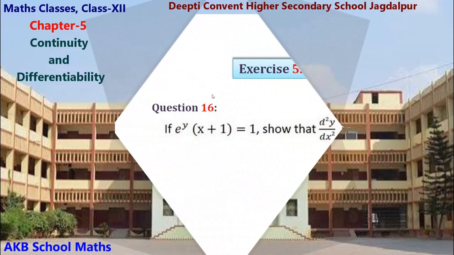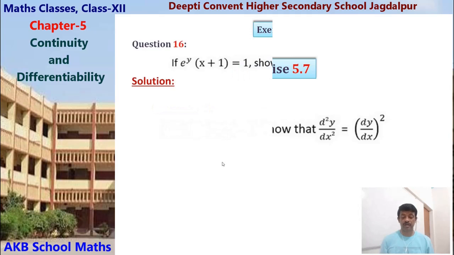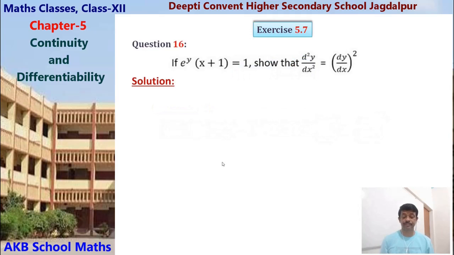Question 16 of exercise 5.7. If e to the power y times (x plus 1) equals 1, then show that d2y by dx square equals (dy by dx) square. Important question. Okay, so let us solve it. Solution: we need to show that d2y by dx square equals (dy by dx) square. Clear? For that we can use in between substituting the values.